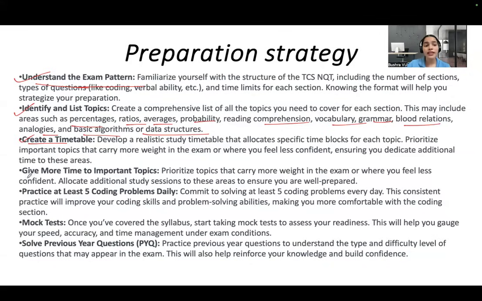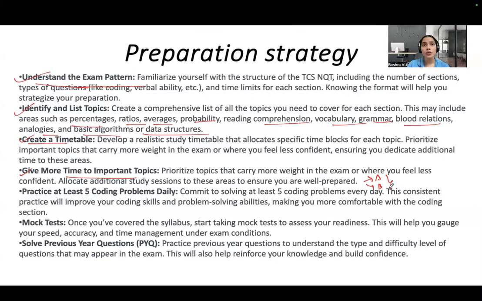Okay. So the next step is to give more time to important topics. Okay. So strategy A and strategy B. If you're somebody who wants to excel, then give more time to the topics that you're weaker at. But at the same time, if you want to study smartly, what you can do is list down the important topics according to the weightage of the topics.